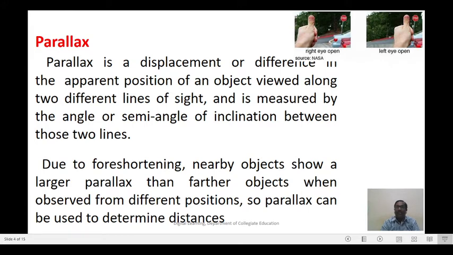So parallax is defined as a displacement or difference in the apparent position of an object viewed along two different lines of sight, and is measured by the angle or semi-angle of inclination between those two lines. If the object is nearer, the parallax will be more. If the object is farther, the parallax will be less.